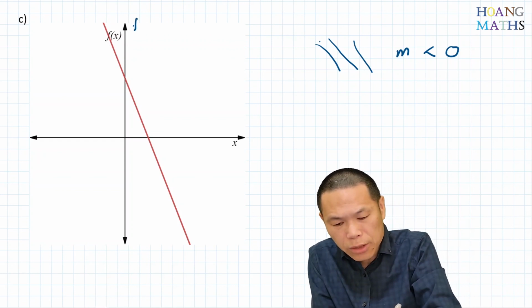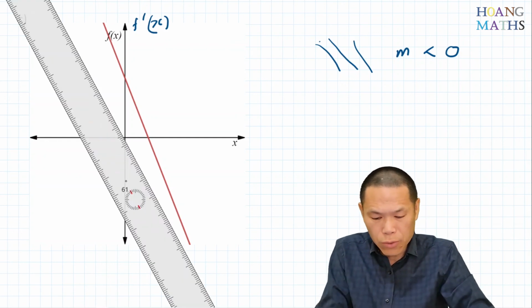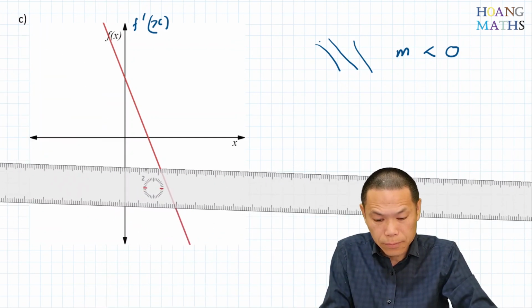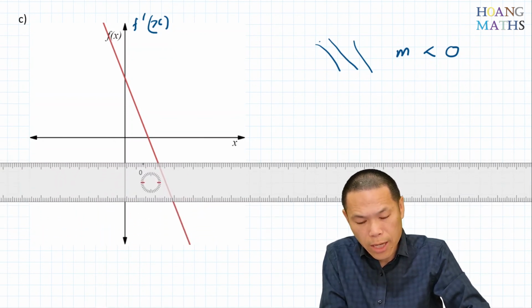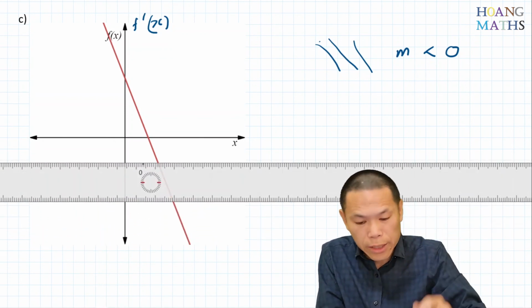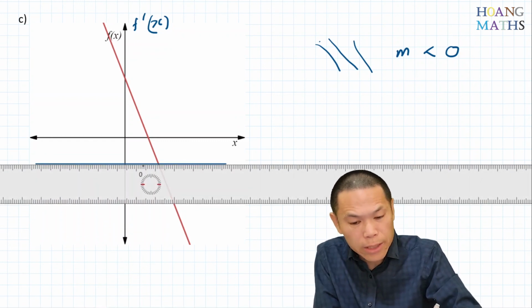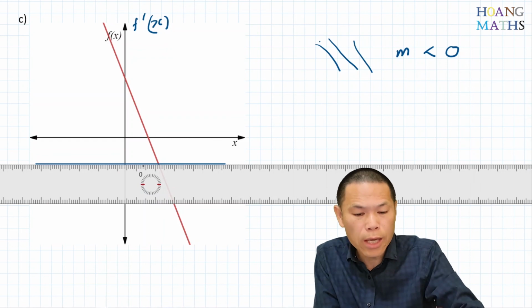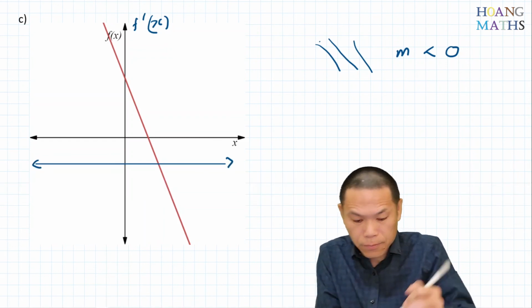So let me label this first. Very important. This is the gradient function. So we need a horizontal line, a constant if you like. So this is it. And below the x-axis. And we do not know where it is. So just roughly, okay? Somewhere there. Doesn't matter where it is, okay? But it has to be below the x-axis. So this is it. There you go.